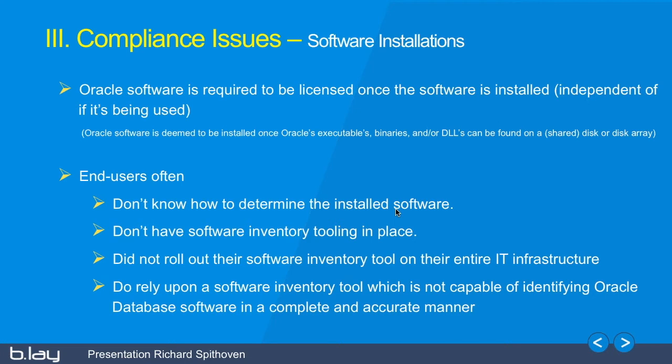And that can either be because they don't know how to determine if the software is installed. For example, what executables, what running processes, or what specific procedures should you follow in order to find out if an Oracle database software is installed is typically lacking in an organization.